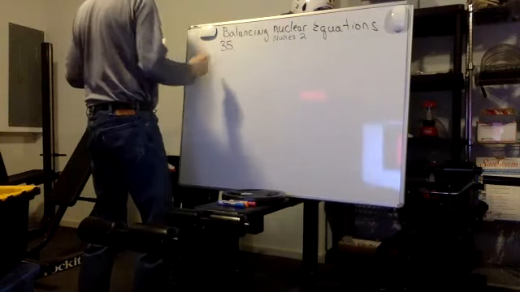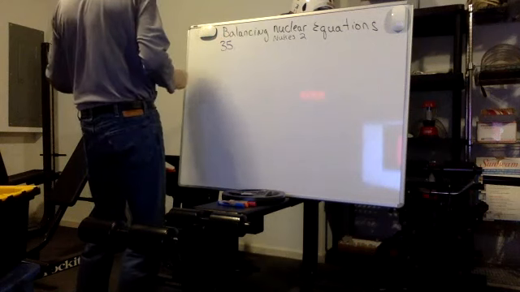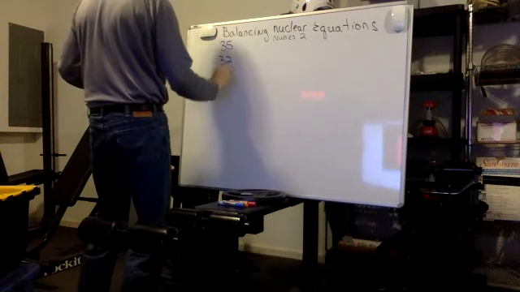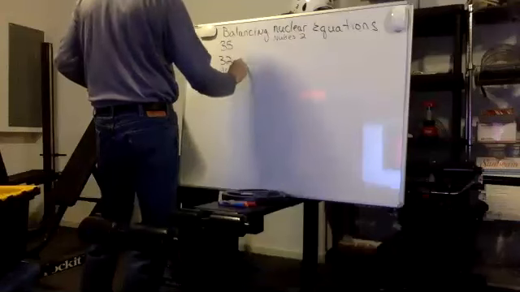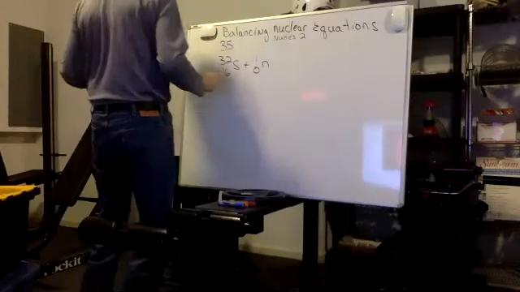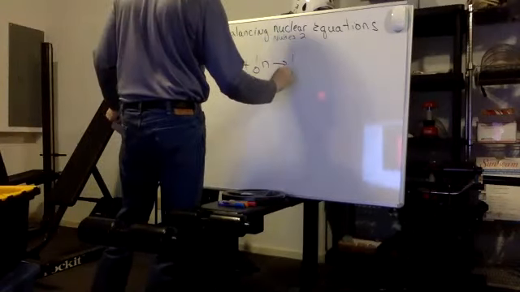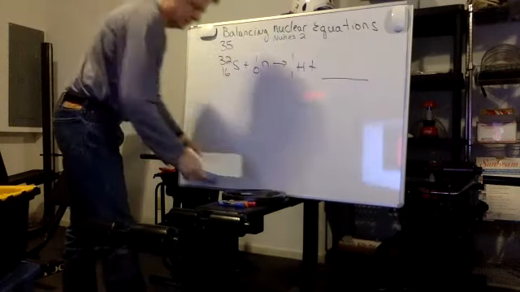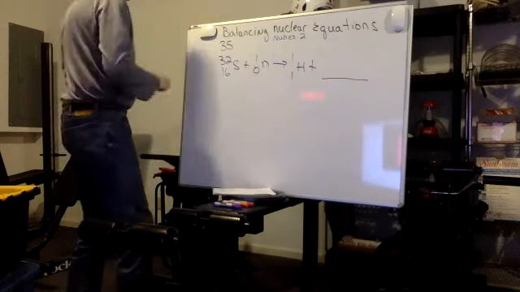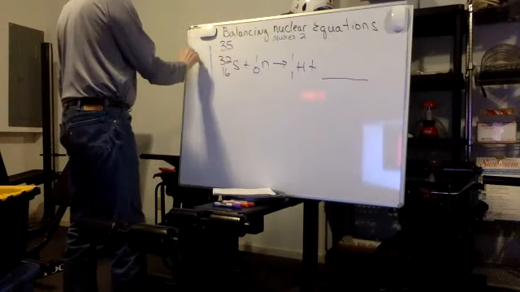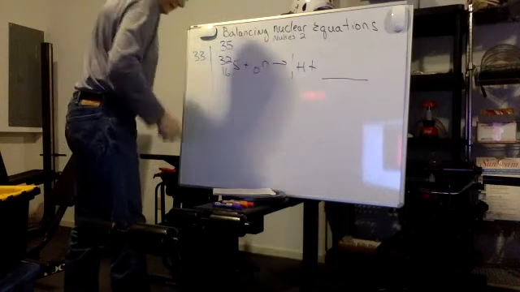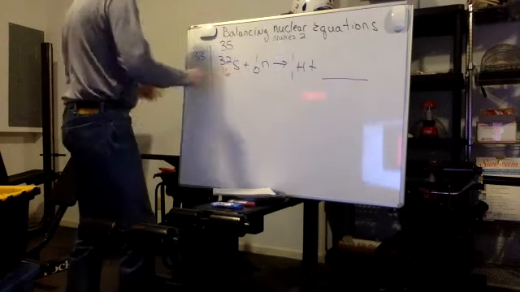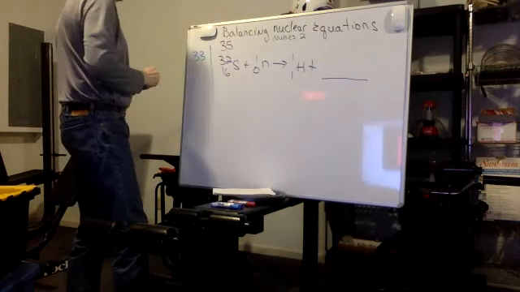$35, 32, 16S, and 32 and 1 is 33, and 16 and 0 is 16.